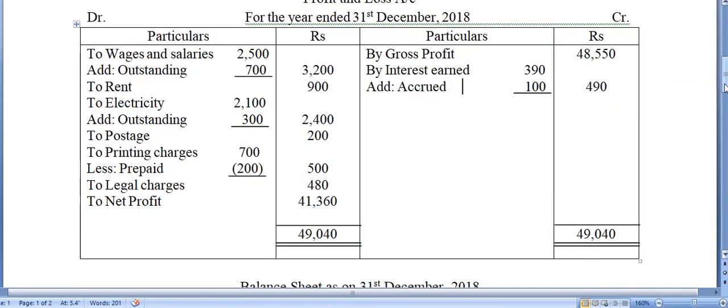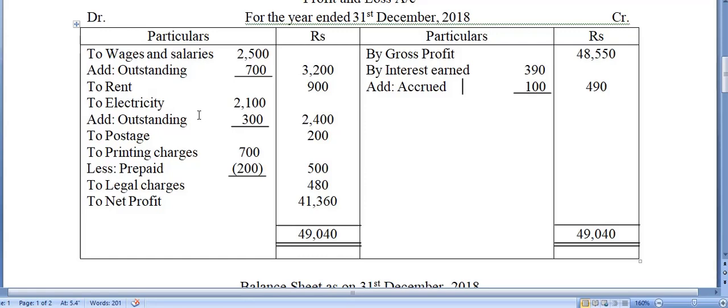Now outstanding wages. What you have to do is that if there is any kind of outstanding or accrued, you will add. But if there's any kind of prepaid or advance, you will subtract. Very simple, in case of expenses, but in case of income, it will be just the opposite. Sorry, I'm talking about the balance sheet. In both expenses and income, outstanding should be added, and advance payment or prepaid must be subtracted. That part we will discuss in the balance sheet.